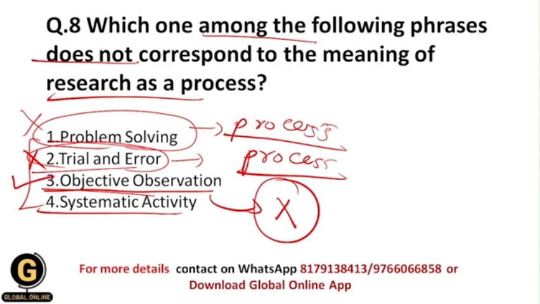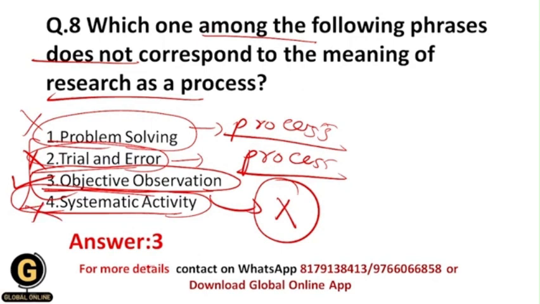not corresponding to the meaning of research as a process. Okay, so objective observation is part of a research process. It is not a whole research process, and that's why the correct answer to this question is 3. And now systematic activity, obviously through this word you can understand that this is a whole process and it corresponds to the meaning of research as a whole process. So this is again eliminated, and that's why the correct answer is 3.